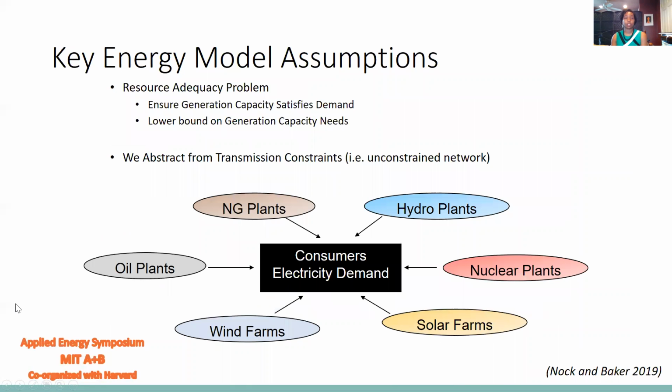The key assumptions in our energy model are that this is a resource adequacy problem, meaning that we just need to ensure enough generation capacity satisfies demand. And this generation capacity includes natural gas, hydropower, nuclear, solar, wind farms, and oil plants. We exclude coal because by the time that our analysis is set, in 2035, ISO New England is projecting to retire all of its coal capacity.